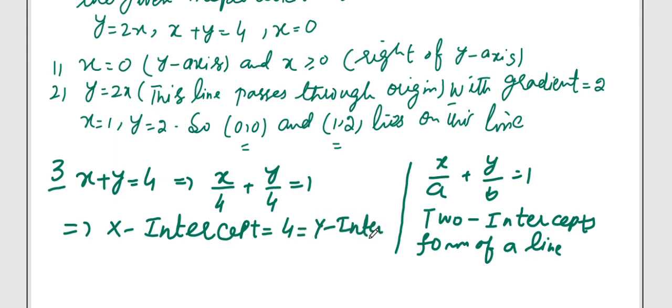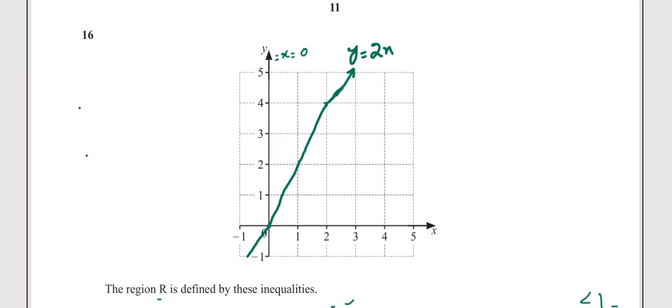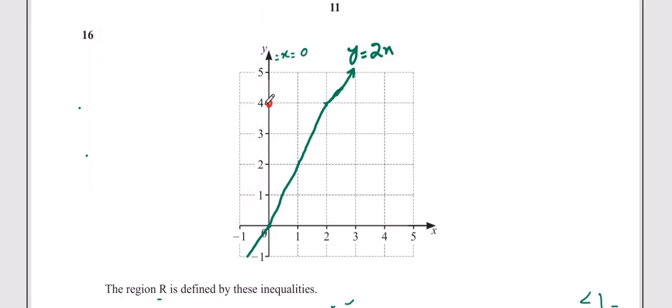What does mean by the intercept? X-intercept means this line will cut the x-axis at x is equal to 4. Similarly, y-intercept equal to 4 means this line will pass through the y-axis at y is equal to 4. So this is my y-intercept, that is actually (0, 4), and this is my x-intercept, that is actually (4, 0). Now join these 2 points.